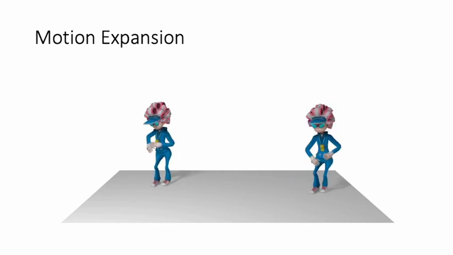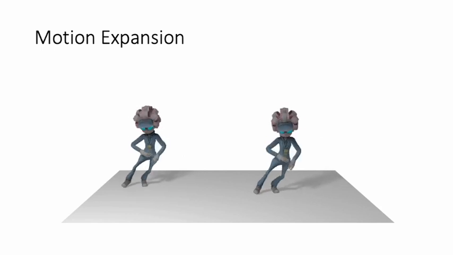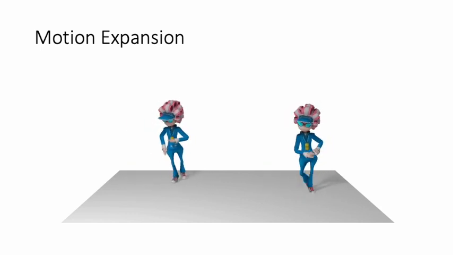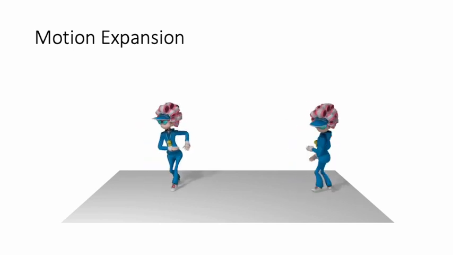Similarly, we can also expand the motion sequence before its beginning and after its end. Here we show two new expansions for a given sequence. Note how the middle part, in gray, is identical in both motions.